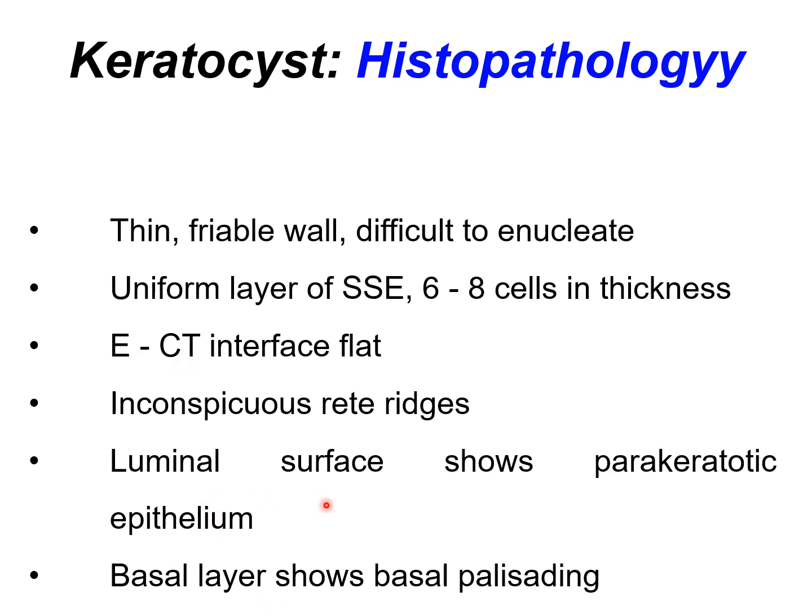The luminal surface of the cyst shows parakeratotic epithelium, and the basal cell layer shows palisading. That means that the basal cell layer of the epithelial lining, the cells lie at the same level. So basal palisading, thin connective tissue wall, and parakeratotic luminal surface of the epithelium are some of the classical features of a keratocyst when you view it under a microscope.